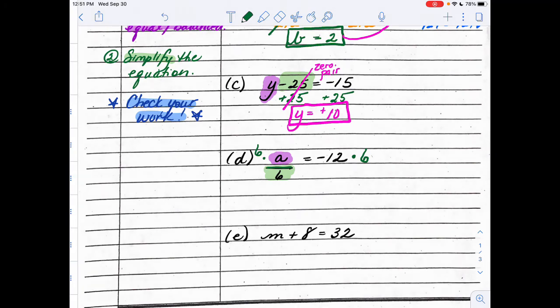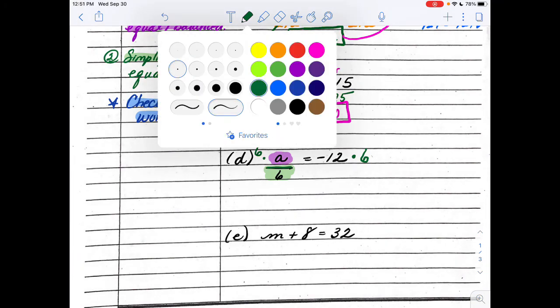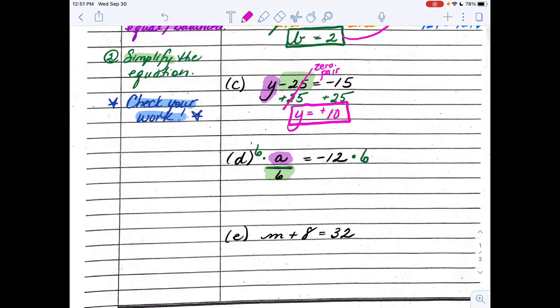Now we can go ahead and simplify. What is 6 divided by 6? I can cross it off and make 1, but I'm just showing you it's a giant 1. And 1 times A, well, that's just A. A negative times a positive, that's a negative. And 12 times 6 is 72. So I believe my answer is A is negative 72.